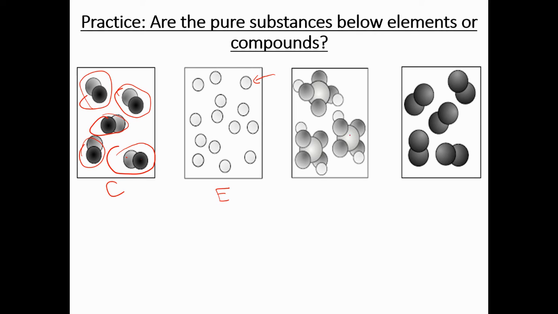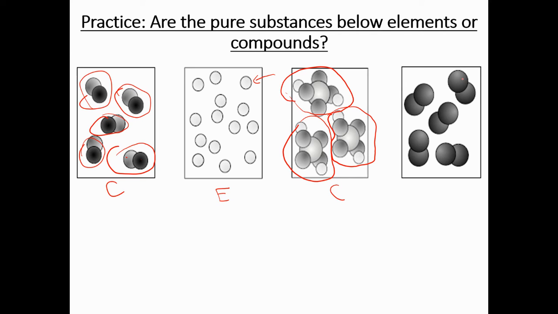Let's look at this one here. So we clearly have, well, we know it's a pure substance because it's all the same compound. And I just kind of gave it away. It is a compound because you have different elements chemically combined. So this is a compound.